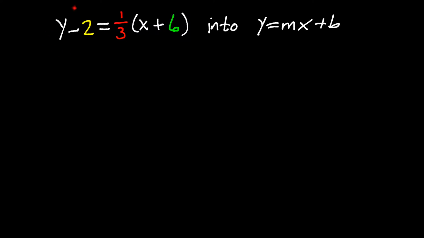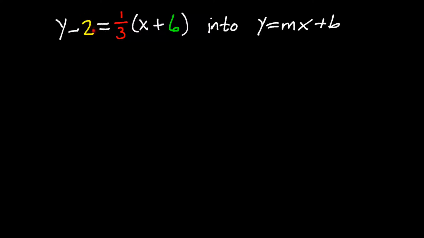So if we're going to change our point-slope formula into slope-intercept form, the main thing we have to do is solve for y. Notice how y is not alone. Y has a minus 2 with it. So we're going to have to solve for y to get it into slope-intercept form. And we'll have to do a couple of things, but that's the main thing. We want to have it solved for y.